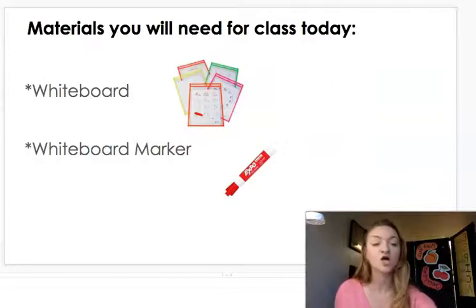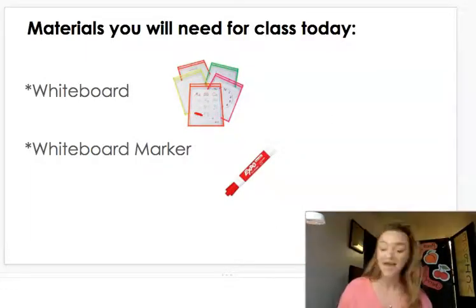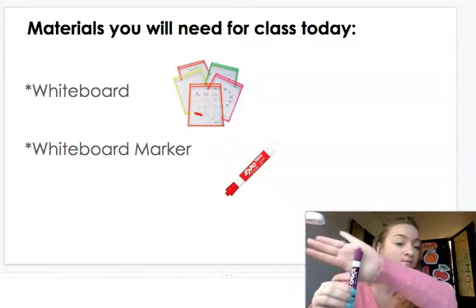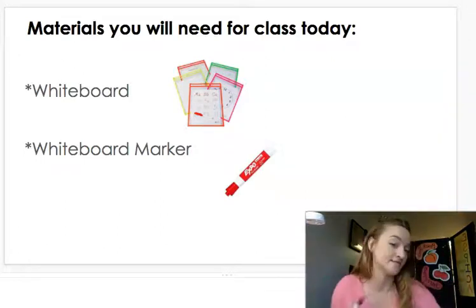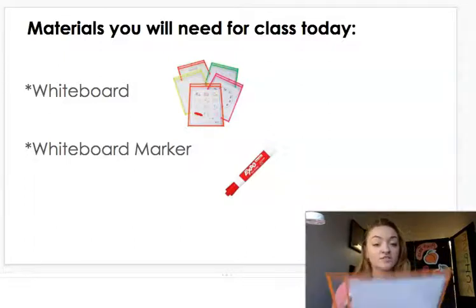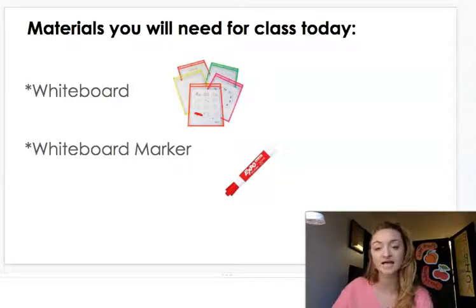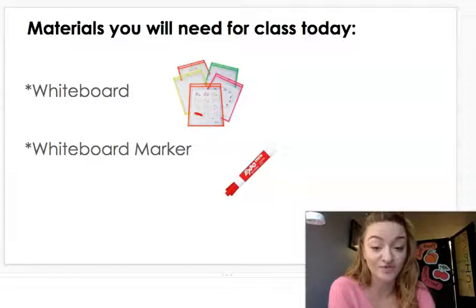Today in class, you're going to need your whiteboard. I have mine right here. And you're also going to need a whiteboard marker. I have a purple one today. You could choose any color that you have at home. And what we're going to start with is we're going to take our materials, make sure they're ready. We're going to put them to the side, put mine to the side, and we're going to get started with our fluency game just like always.